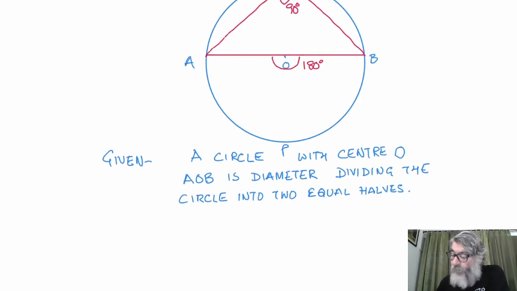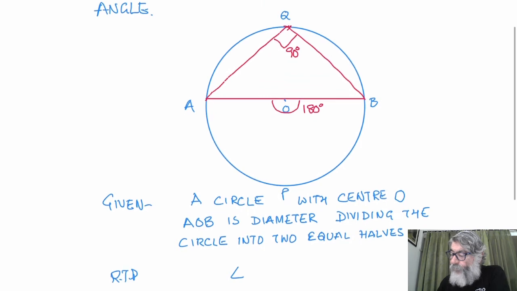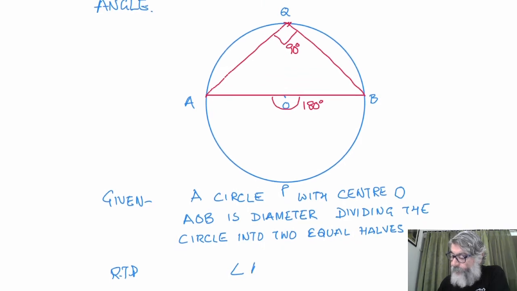Now what is required to prove? Required to prove is that angle AQB is 90 degrees. We have to prove angle AQB is 90 degrees.